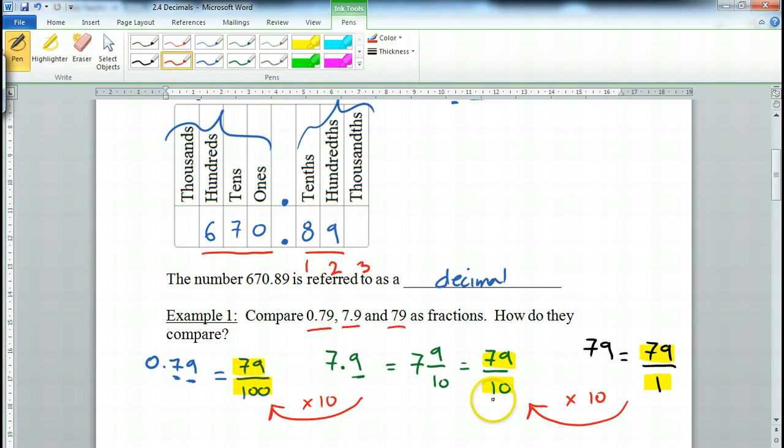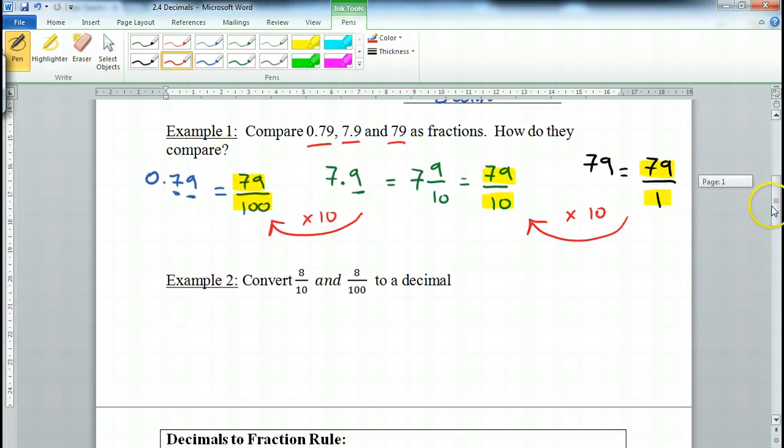Because here we're dividing by 10, here we're dividing by 100, and here we're just dividing by 1, or really not changing the value of anything. So this is how you can use a little shortcut of multiplying or dividing by 10 to move the decimals around. Okay, we'll do a few more examples down here.